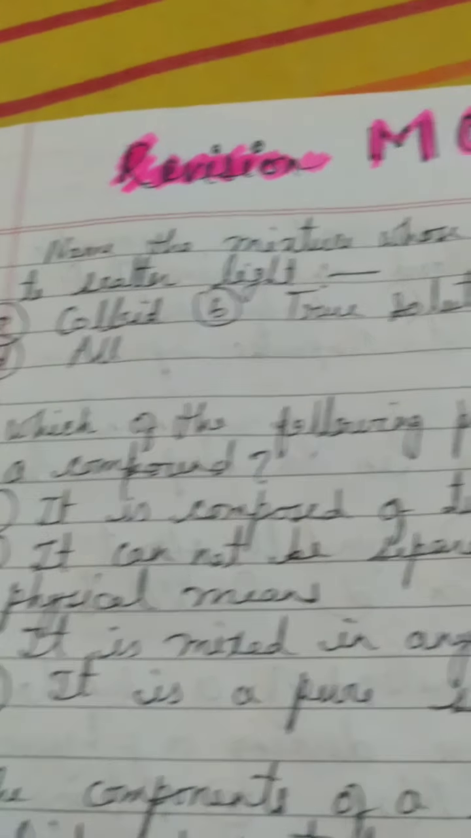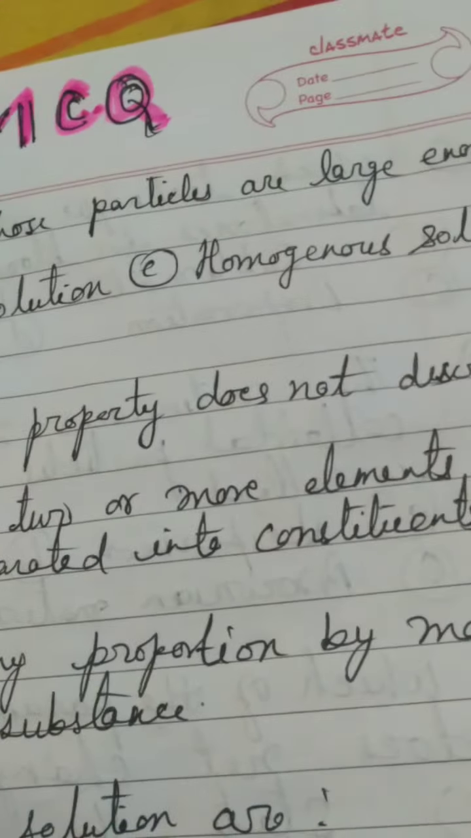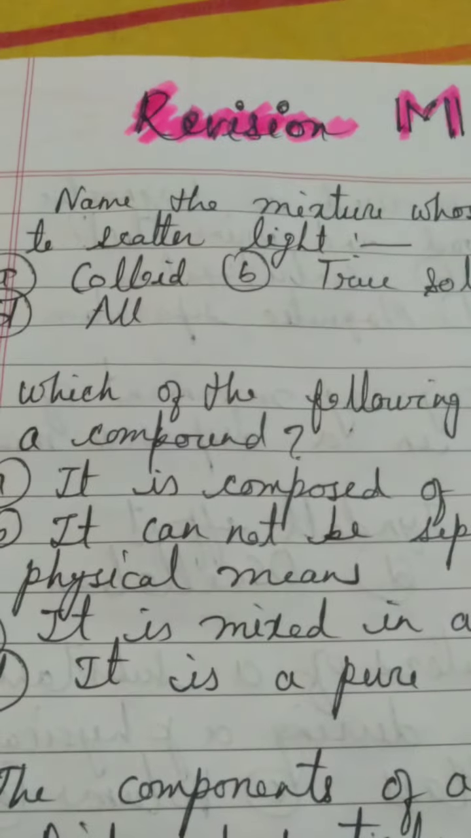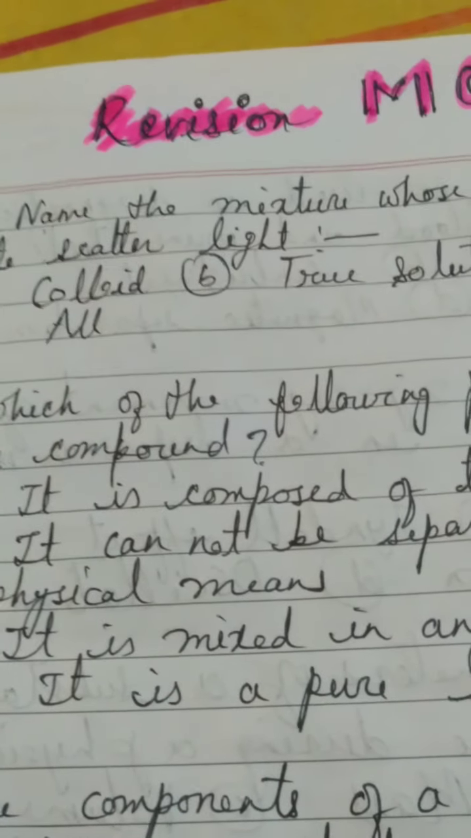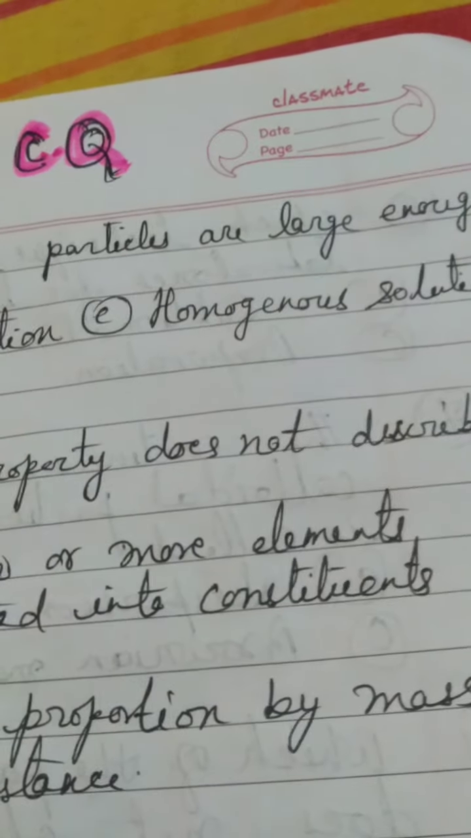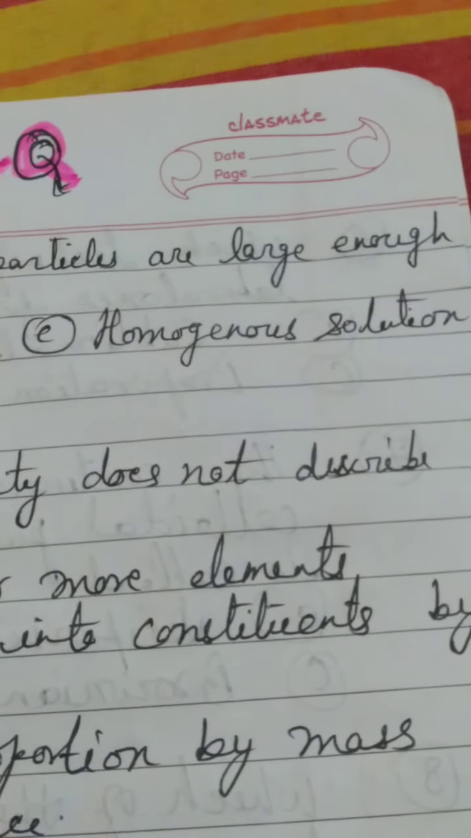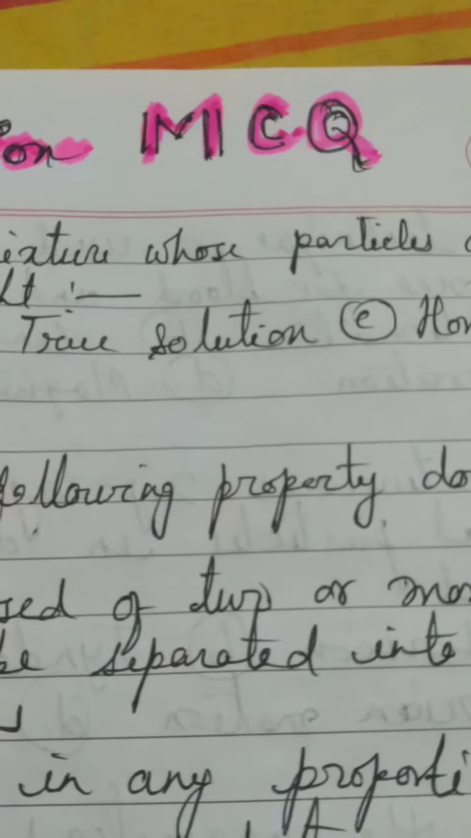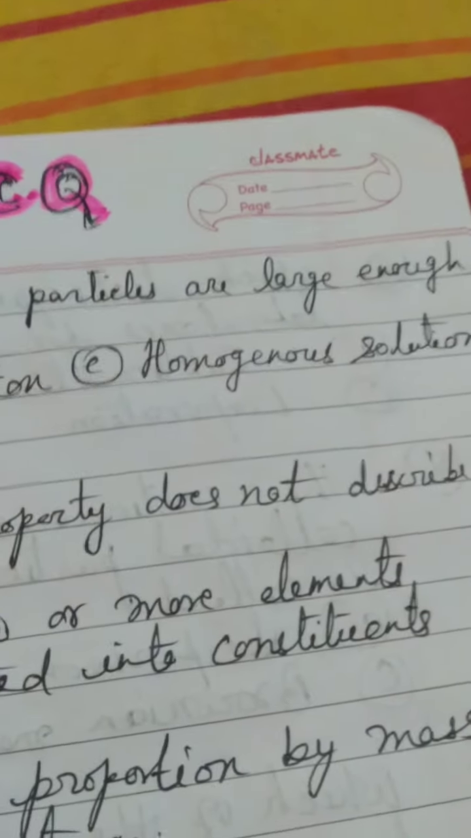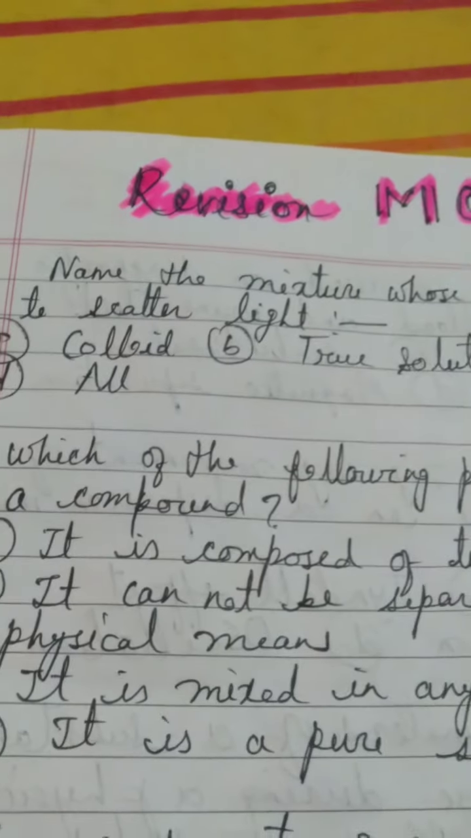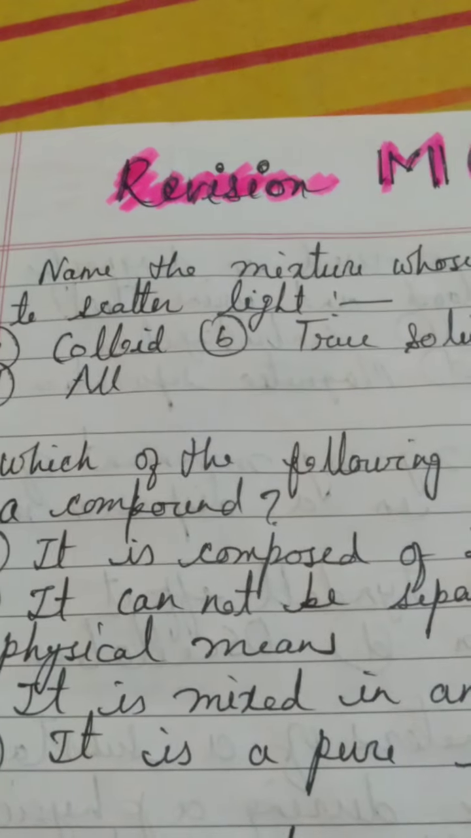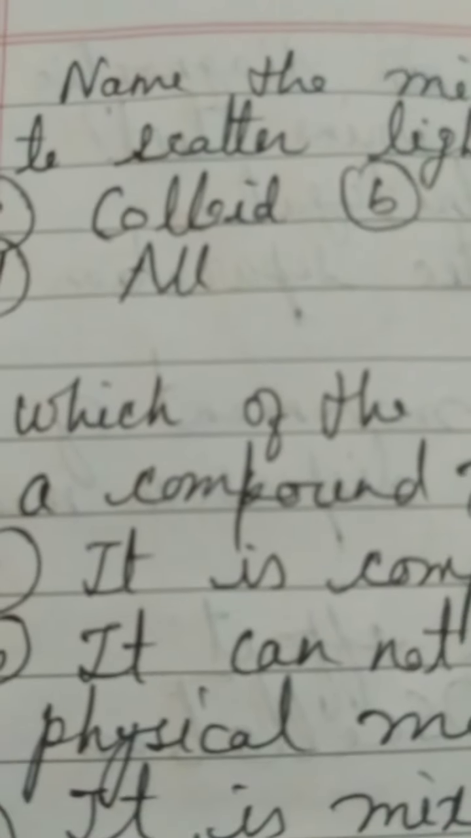First question. Name the mixture whose particles are large enough to scatter light. What is that type of mixture, children? By mixture, I mean here solution. Is it colloid? True solution. Homogeneous solution? By homogeneous solution, what do you understand? Homogeneous solutions are always true solutions. So it is just to confuse, like true solution and homogeneous. They both are the same. I hope that you remember that Tyndall effect is scattering of light, which is shown by the colloid.